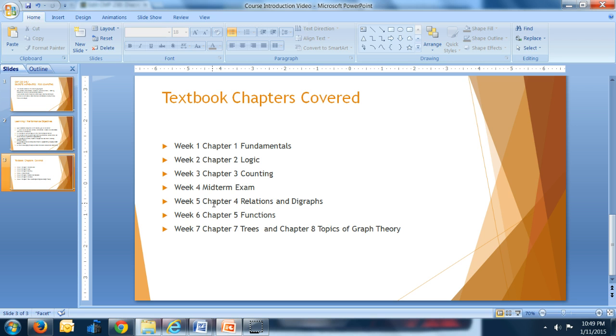The textbook that we have on the introductory part of the course is a very interesting textbook. It is very easy to follow, and the chapters that we cover in the textbook would be chapter 1, which is the fundamentals, and we cover that in week number 1. Chapter 2, which we cover in week 2, is logic. Chapter 3 will be the counting and the counting techniques, and probability. We will use probability also based on understanding of the counting techniques.